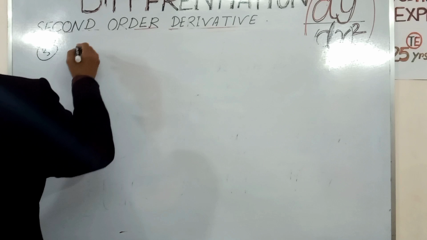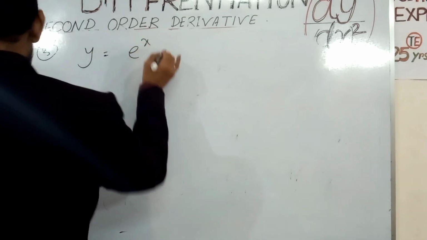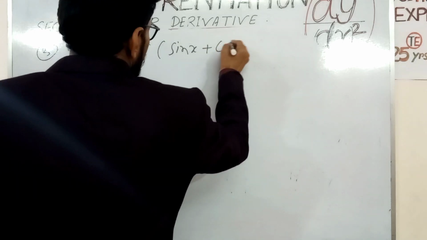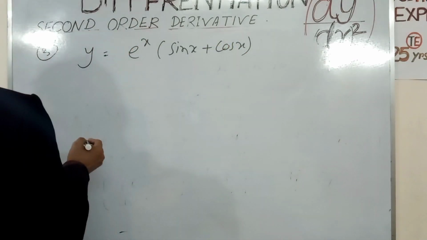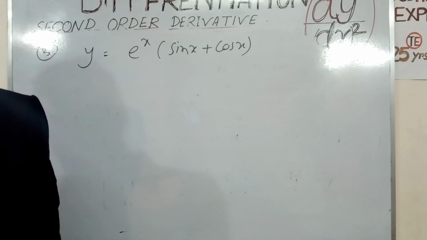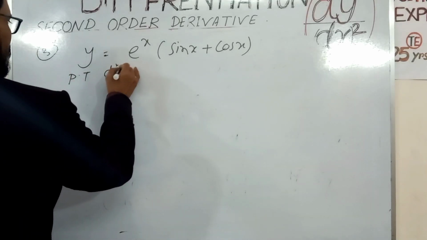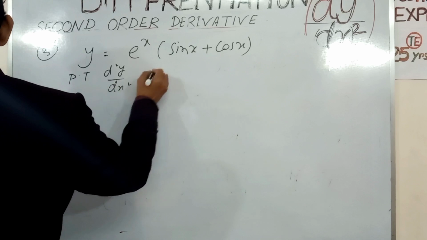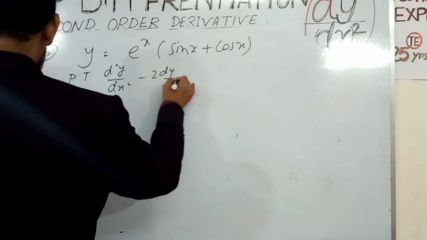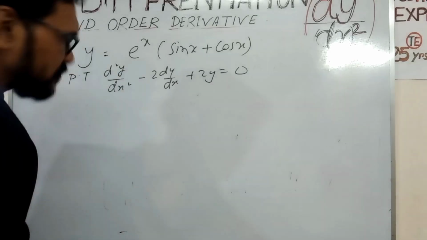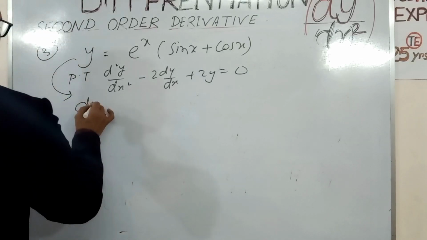If y equals e to the power x into sin x plus cos x, prove that d2y by dx square minus 2 dy by dx plus 2y equals 0. So first we have to find dy by dx.